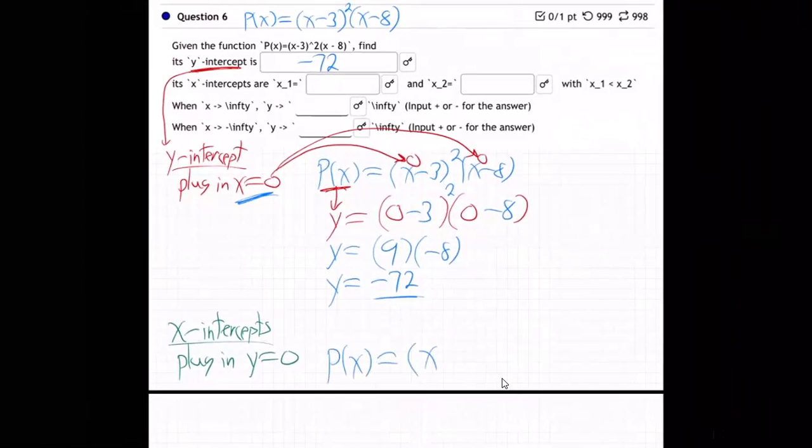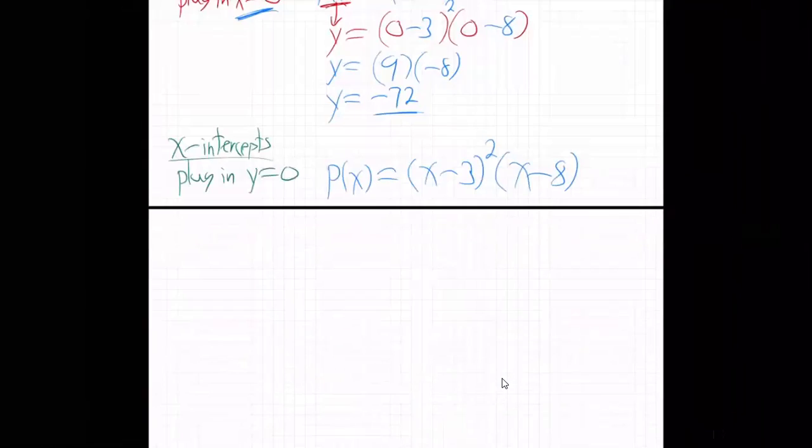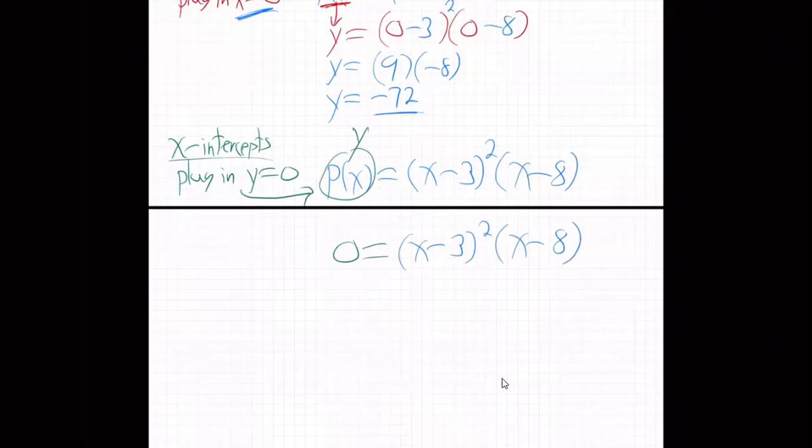P of x is (x − 3)² times (x − 8). There's our original equation. And remember, this right here is y, the function. So I'm going to make that become 0. Function values are y values, right? Okay, a little sloppy there. Okay, so here we are to this point.